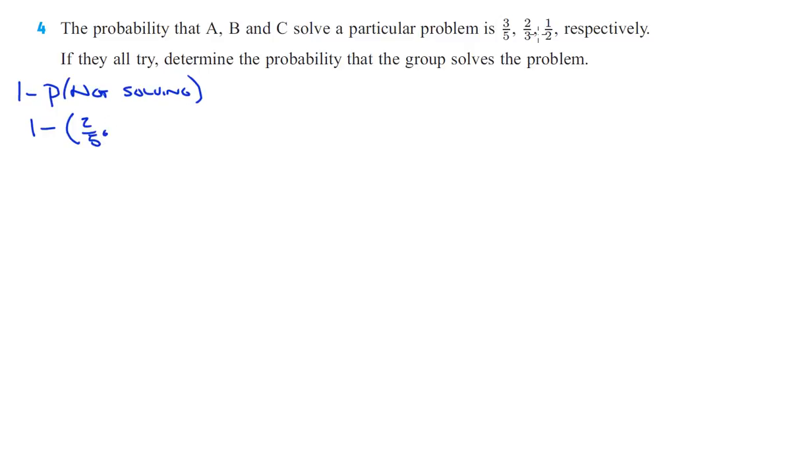So it's just the complement of all of these. The probability of the second person solving it is 2/3, so the probability of them not solving it is 1/3, and the probability of the last person solving is 1/2, so the complement of that is 1/2. So we'll just figure out what this is, right?